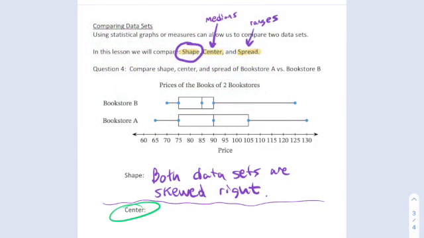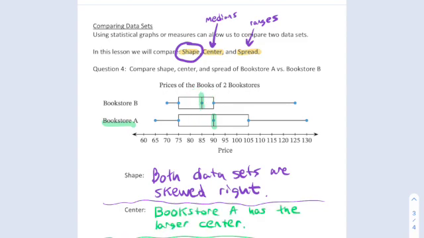Next, we'll move on to comparing center. In order to compare center, we just need to look for the median of each data set. I notice that Bookstore A has a larger median because its median is further to the right than Bookstore B's median. So all I need to say is that Bookstore A has the larger center. And if we're thinking about what this means, it means that the typical price of a book at Bookstore A is a little bit higher than the typical price of a book at Bookstore B.